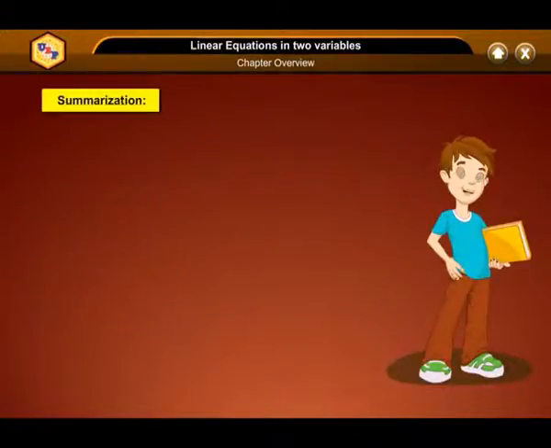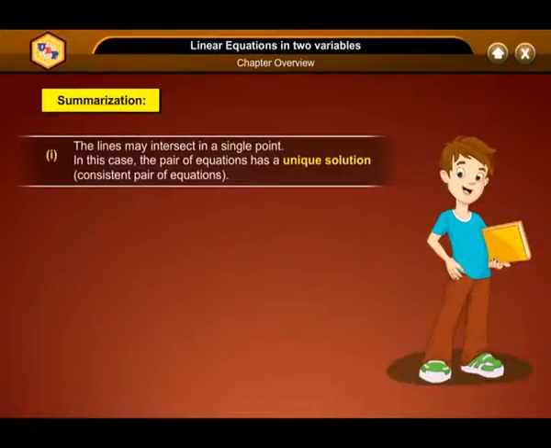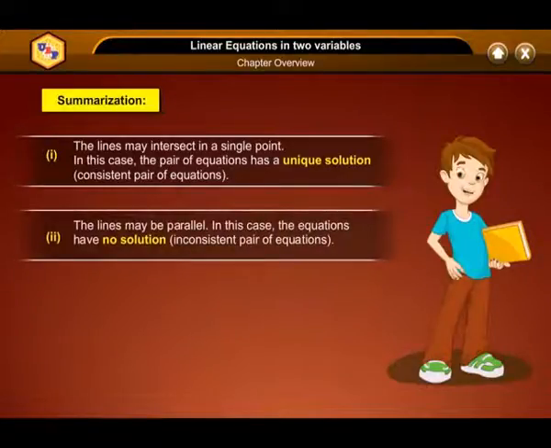We can now summarize the behavior of lines representing a pair of linear equations in two variables and the existence of solutions as follows. The lines may intersect in a single point. In this case, the pair of equations has a unique solution: a consistent pair of equations. The lines may be parallel. In this case, the equations have no solution: an inconsistent pair of equations.